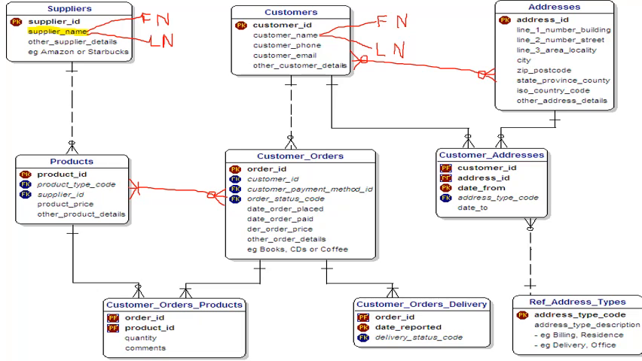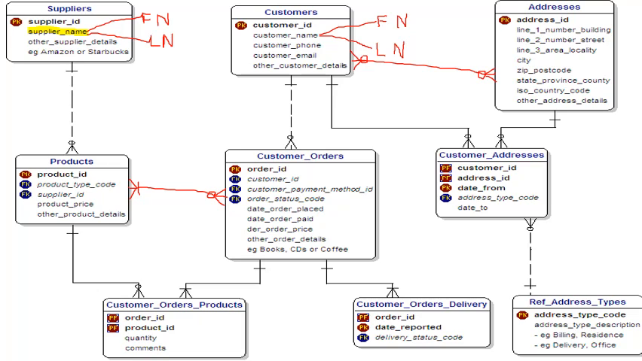In the diagram, we have solid lines from products and customer orders to customer order underscore products, as both the relationships are identified relationships. In the customers table, we have customer underscore ID as a primary key and customer underscore name and customer underscore phone and customer underscore email and other customer details. Here also there is a violation of first normal form. Here also customer name should be divided into first name, last name.